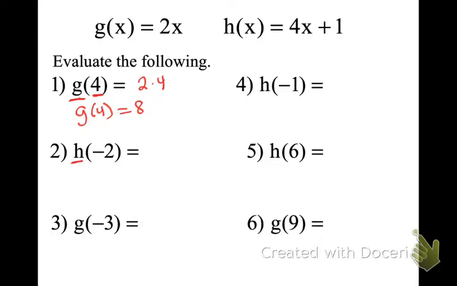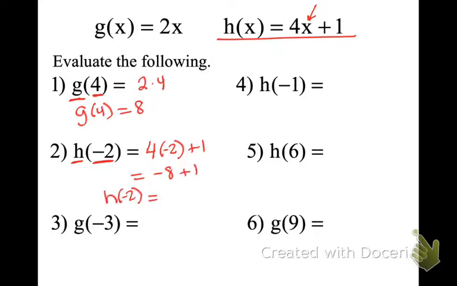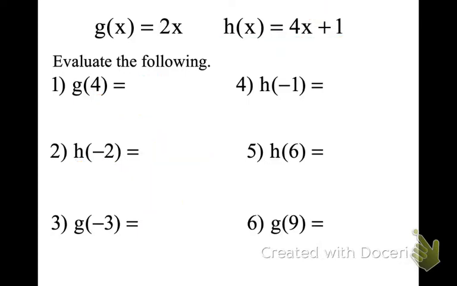This time I'm using the h function. So I'm doing the h and I'm substituting right here with that negative 2. So I do 4 times negative 2 plus 1. So that becomes negative 8 plus 1. So the h of negative 2, and you need to write that when we're working in function notation, equals negative 7. I want you to pause the recording and try the next couple on your own.